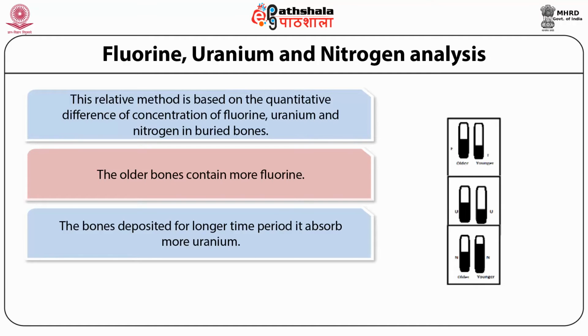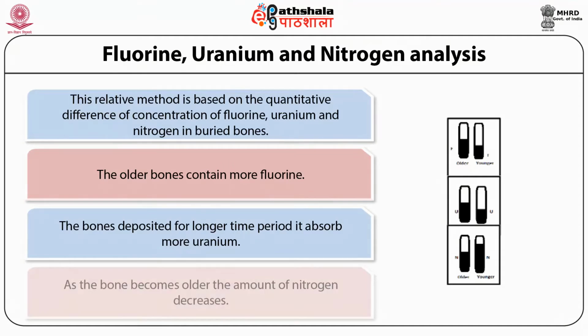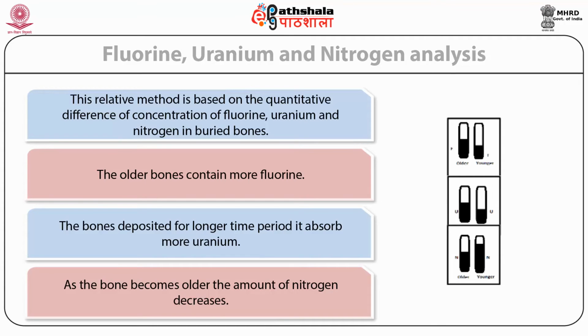And in the case of nitrogen analysis, as the bone becomes older, the amount of nitrogen decreases. The famous Piltdown problem was solved by the application of the fluorine method. That is, in the older bone, the contents of fluorine were more.